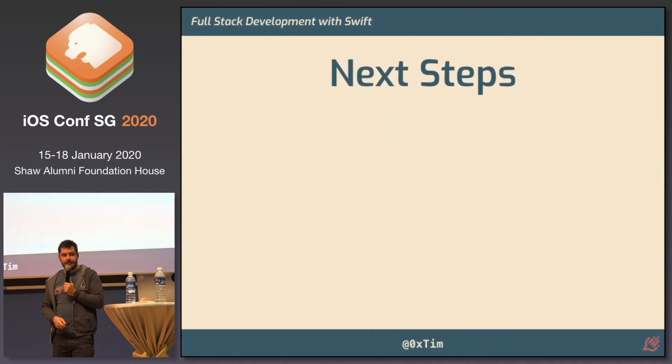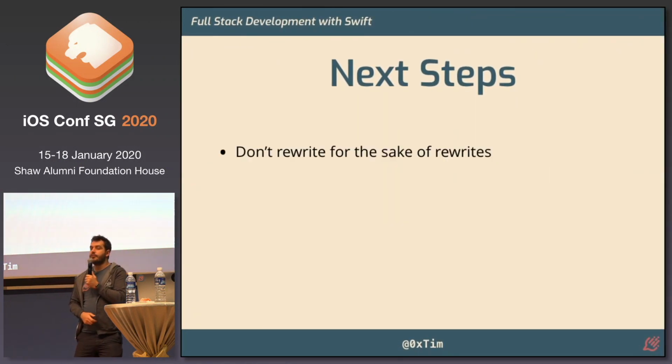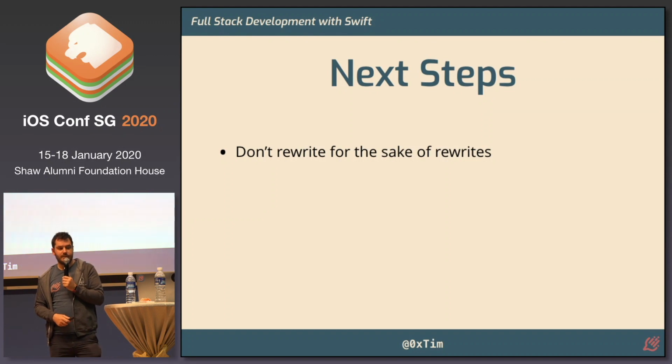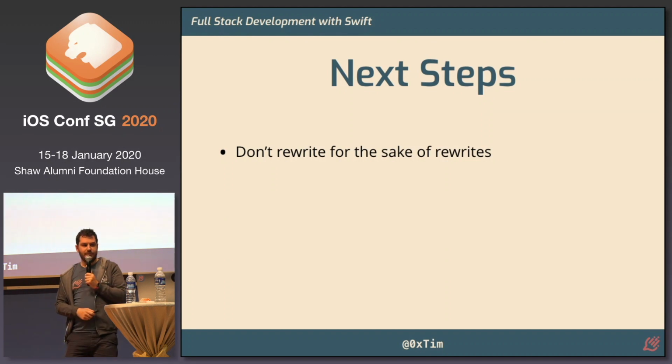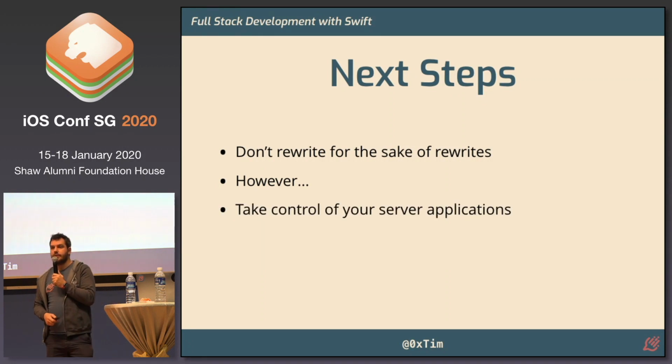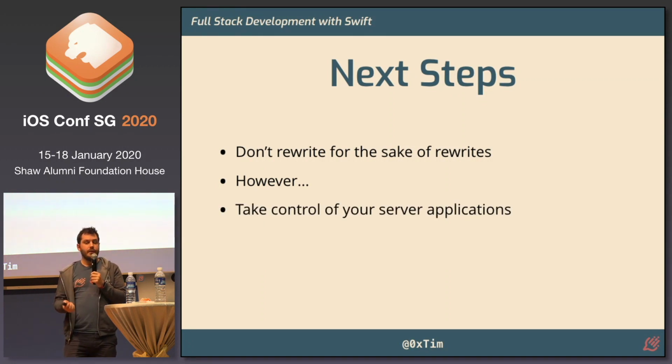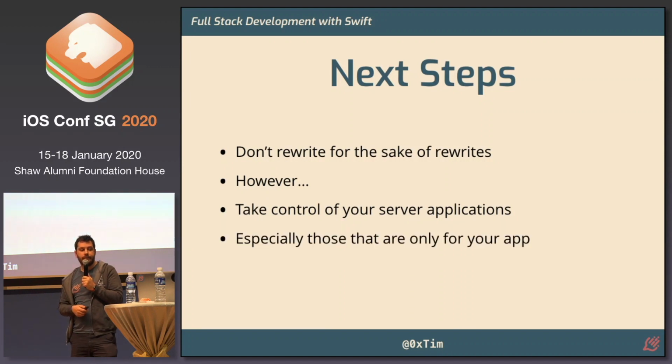So some next steps. I am not saying go away and throw away all your backends and rewrite them in Swift just for the sake of it. There is really no point in doing that. However, I am saying take control of your server applications. Especially if you're a big company with distributed teams, if you can write a small little microservice that's just for your app, do that. The backend teams aren't going to prioritize stuff that's only for you. They're going to prioritize stuff that helps for everyone. And so it allows you to change and update your apps quicker.